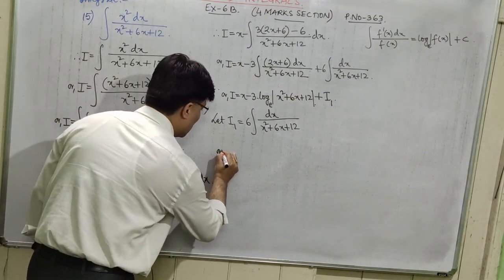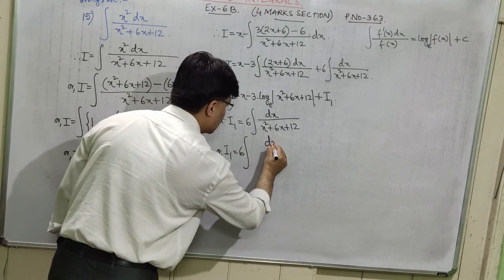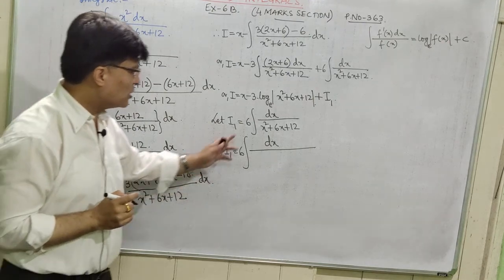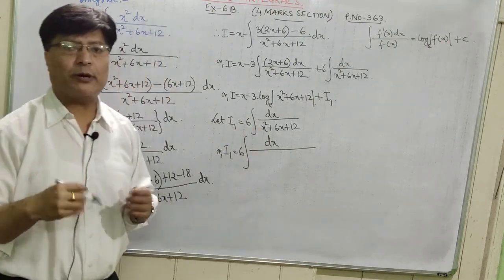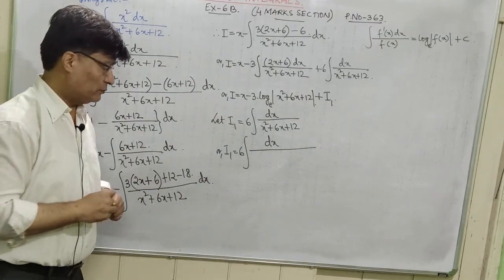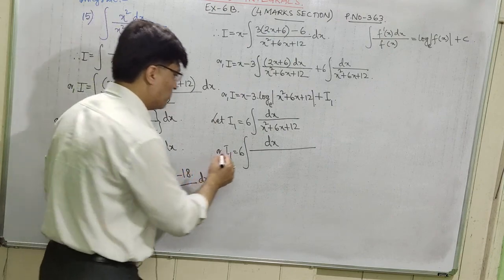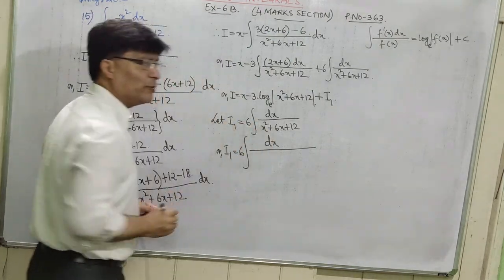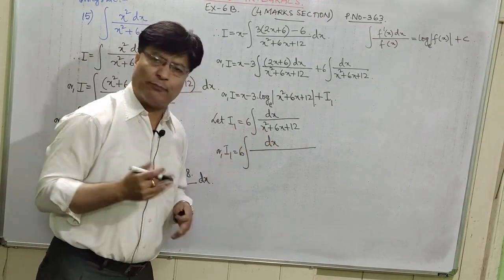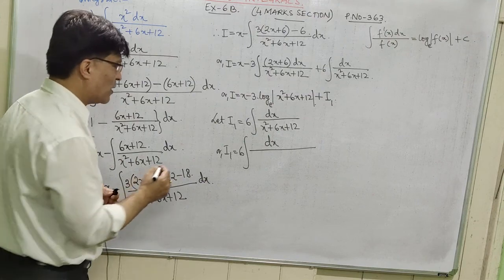Okay, so I1 is equal to 6 integration of dx divided by, now what we have to do is convert this x square plus 6x into a perfect square. A perfect square is a square plus 2ab plus b whole square form. So before that you have to make the coefficient of x square positive 1. So the coefficient of x square is already positive 1 out here. Okay, so let us convert into a square plus 2ab plus b square form.